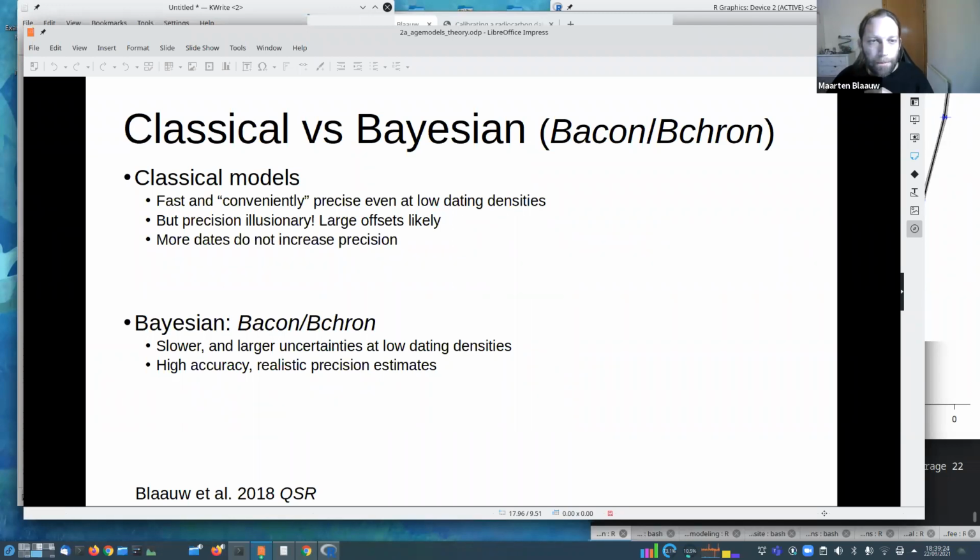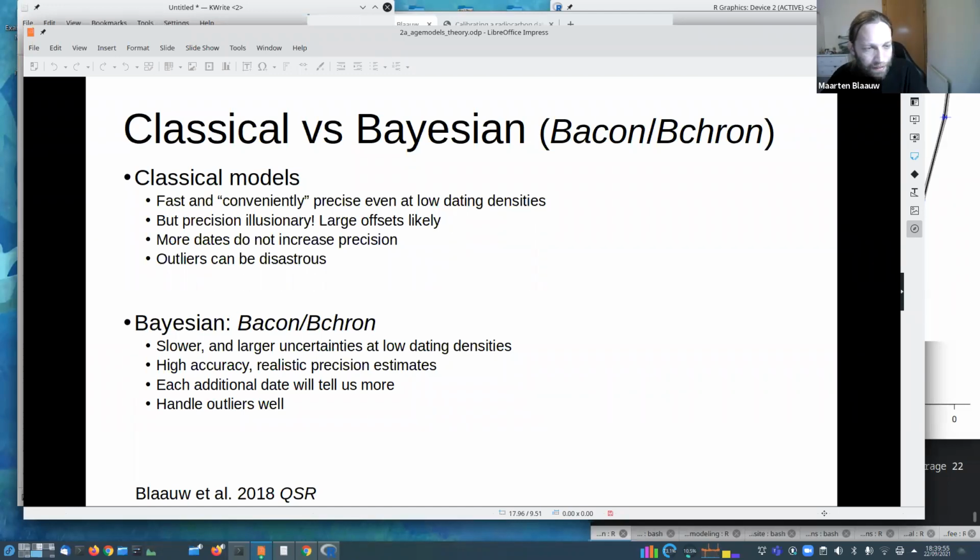With classical models, we already have seen that added dates don't really increase the precision of the model. Whereas for Bayesian models, we learn. With each additional date, we will start to learn more about our core, about our age model. Classical models, for them, outliers will be disasters. But Bayesian models handle outliers really well, because there's several processes in the age models that model how a date could be outlying, and with that, it's quite robust to up to 50% outliers or so.